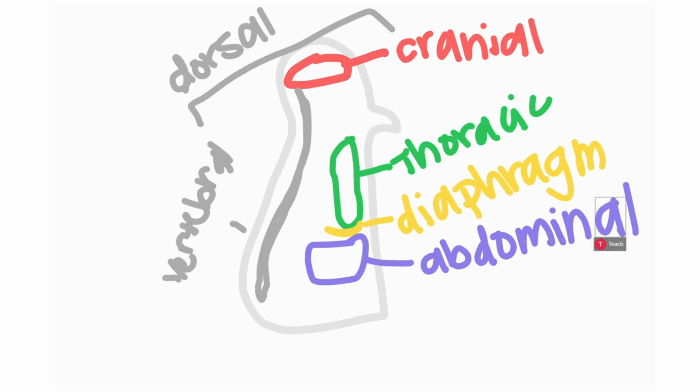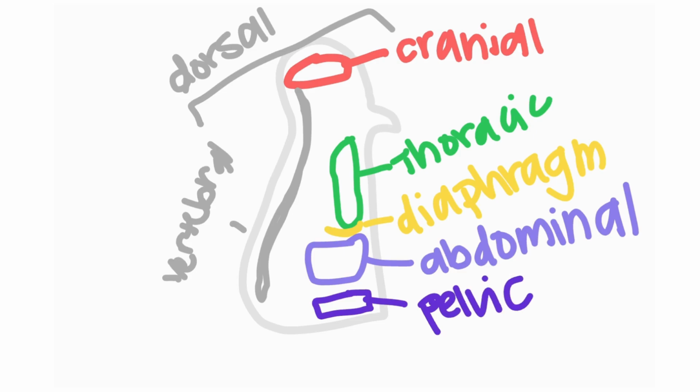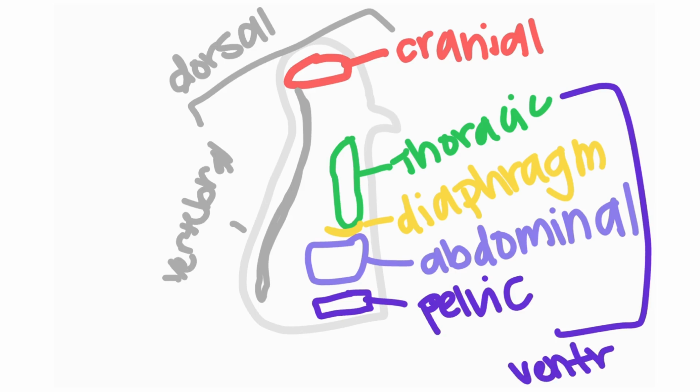And then below the abdominal cavity is going to be the pelvic cavity. And the pelvic cavity is going to be separated by the ilium, or an imaginary line. So there's no muscle like the diaphragm to show you that, but those are body cavities, and all of this combined will create the ventral or stomach side cavity. And that is it for body cavities.